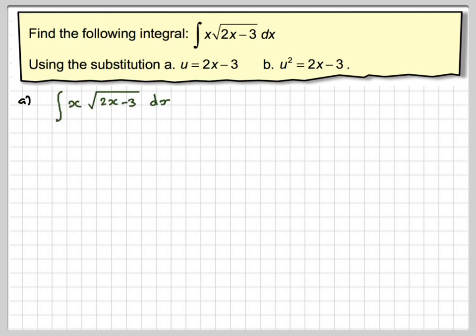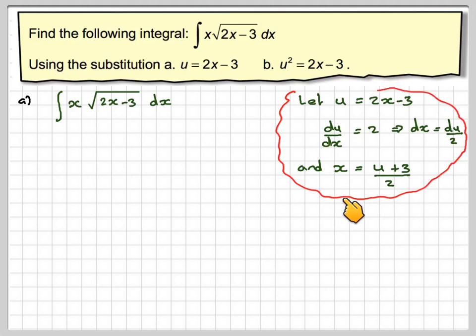So using part A, the integral of x times the square root of 2x minus 3 dx. If you let u be equal to 2x minus 3 as suggested, then normally in integration by substitution you differentiate the substitution, so du by dx will be equal to 2. You rearrange it to get an expression for dx, which gives you that dx is du over 2. And we'll need something for x, which will be equal to (u plus 3) over 2.